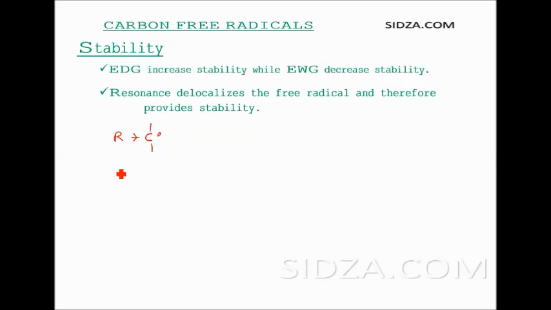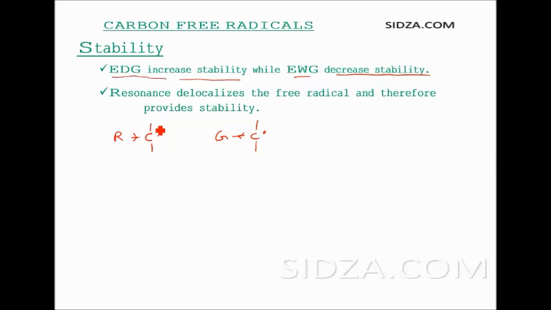If we attach an electron donor group, an alkyl group, say for example, because it is an electron donating group, it has a positive inductive effect. It will provide electrons, so some of the electron deficiency of the free radical will decrease, so it will be more stable. So in general, we say that electron donating or electron releasing groups can increase the stability, while electron withdrawing groups will decrease the stability. A free radical with a group that withdraws electrons from the free radical will be unstable.